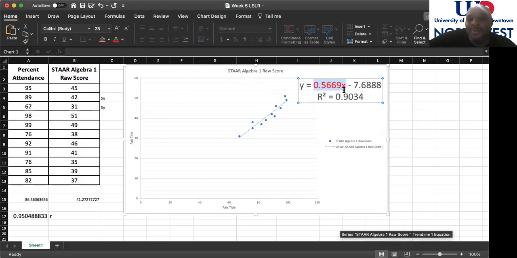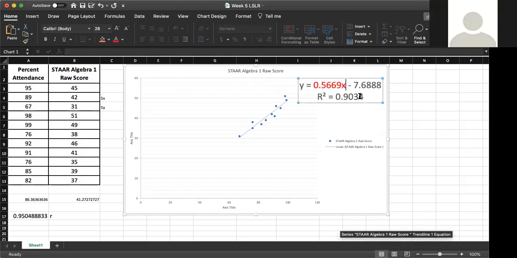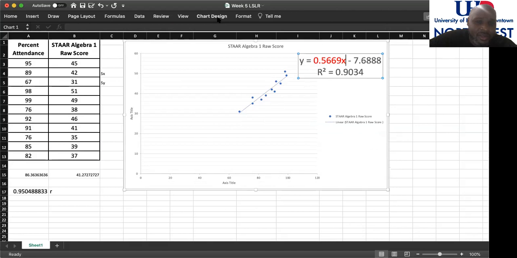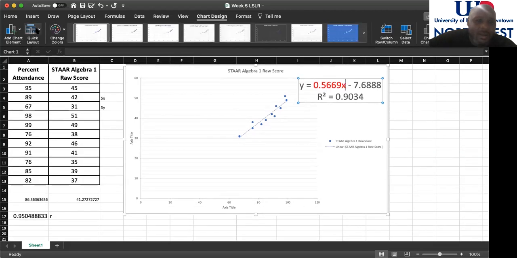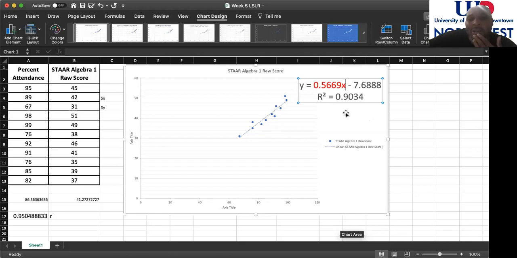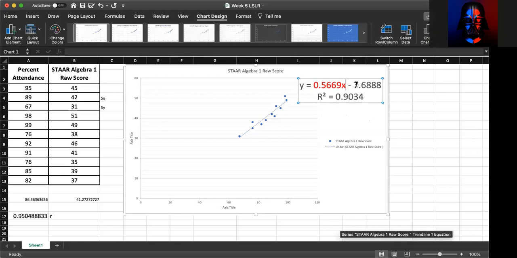That's the slope. Which layout did you use? I used the one that had f of x on it. Do you see it? Chart design, quick layouts. You see it right here? This one, layout 9. Okay, 9. Do y'all have that one? I have that one. I hope y'all have it too. It makes it so much easier.